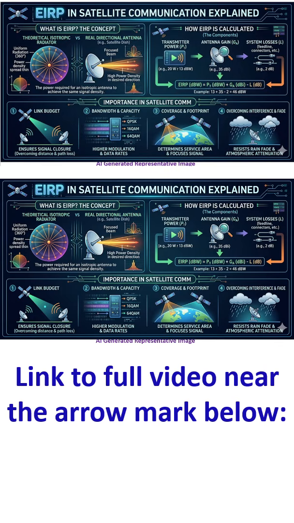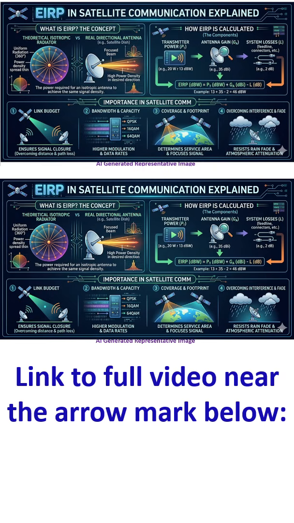Effective isotropic radiated power, known in short as EIRP, is the total power that a theoretical perfect omnidirectional antenna, that is, an isotropic radiator, would need to emit in all directions to match the signal strength of your actual directional antenna in its main beam.